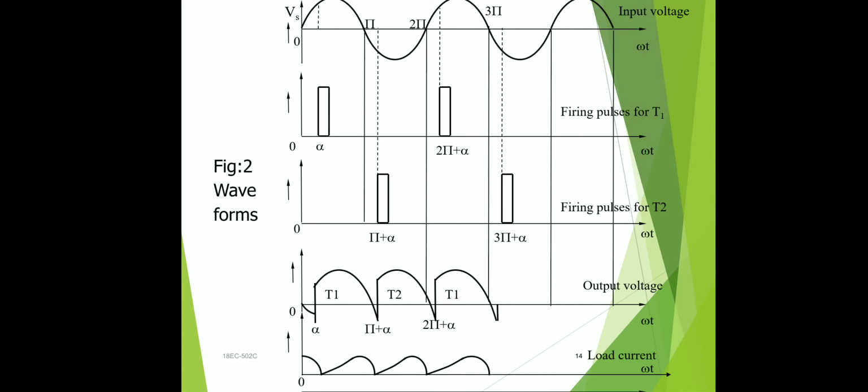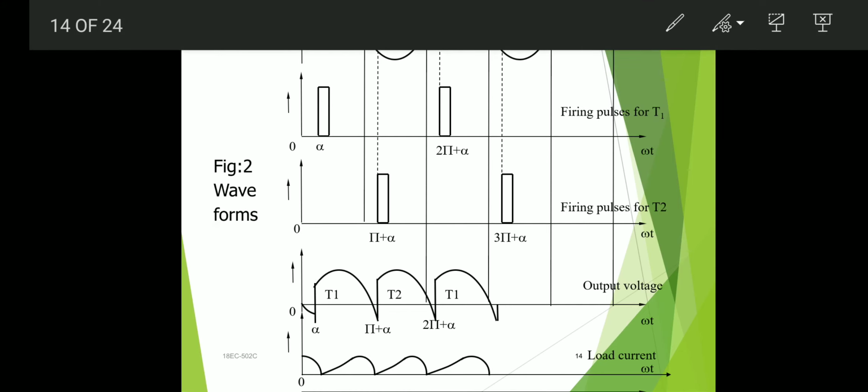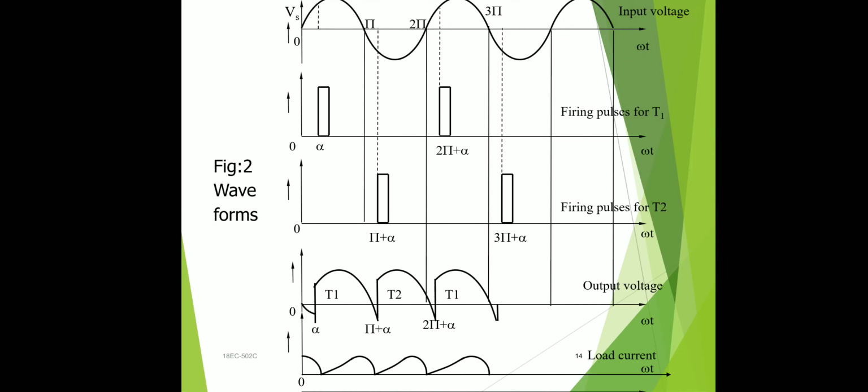These are the waveforms. This is the input, positive and negative cycles. These are the firing pulses for thyristor T1, and these are the firing pulses for thyristor T2. Then the output voltage V0 and load current I0 waveforms. Before entering into this, just recall the single phase half wave controlled rectifier with RL load.